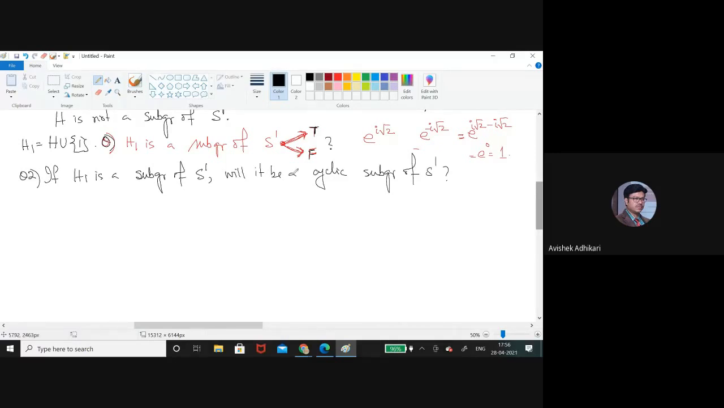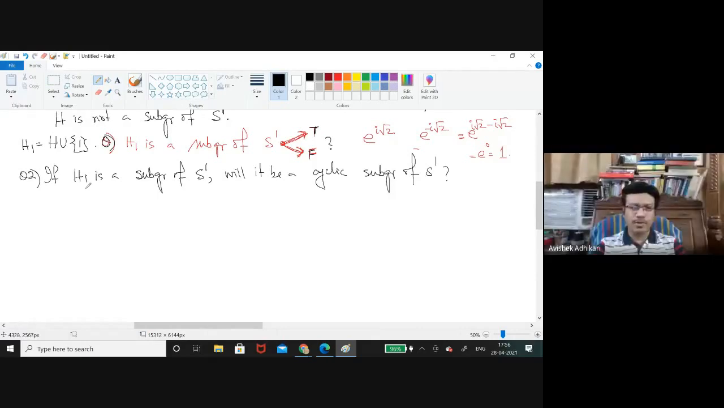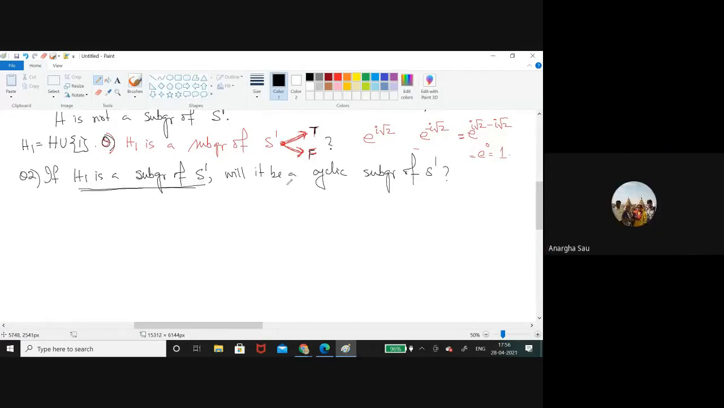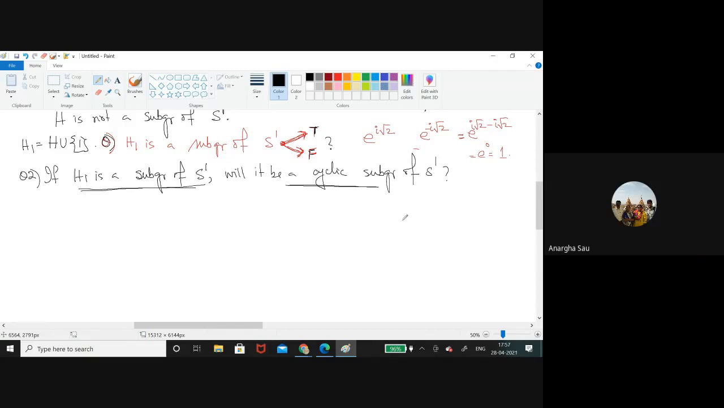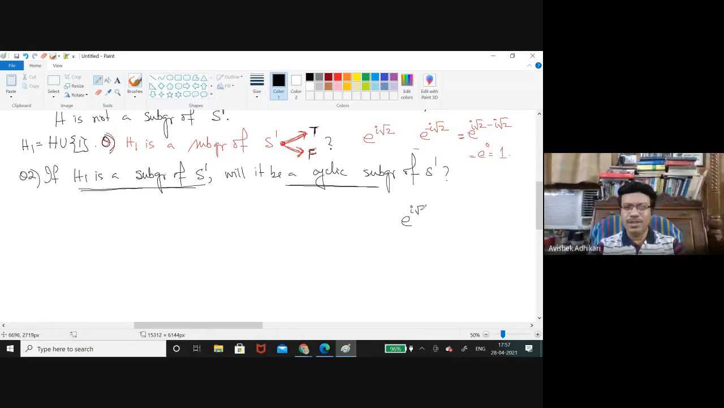Okay, suppose H1 is a subgroup of S1. Suppose I have assumed or proved it by some means. Now, is it a cyclic subgroup? Yes, sir. Actually, if I take e to the power i root 3 and e to the power i root 27. Okay, i root 3 and e to the power i root 27. 27 is 3 root 3, right? Yeah.